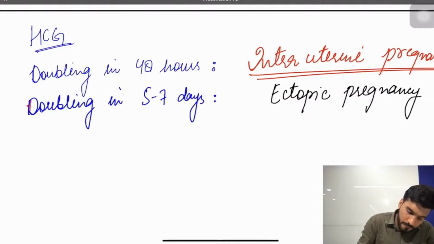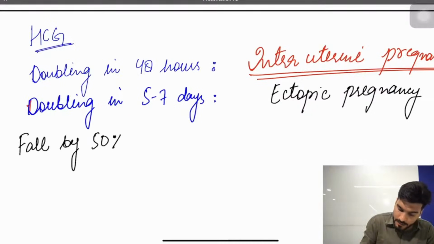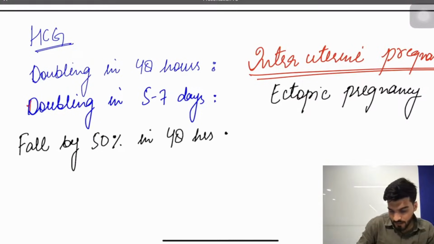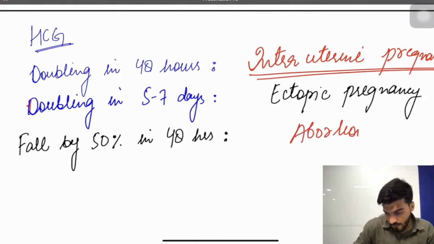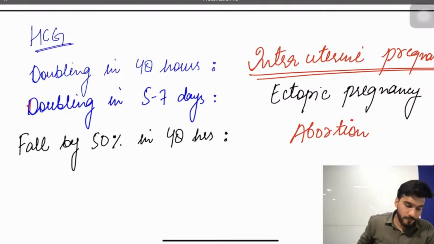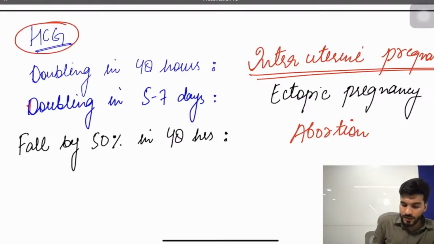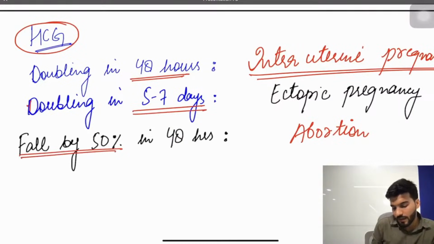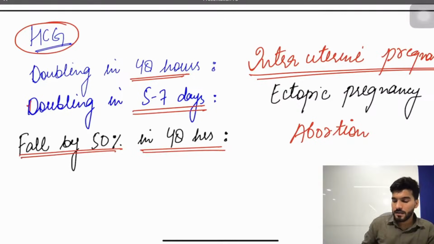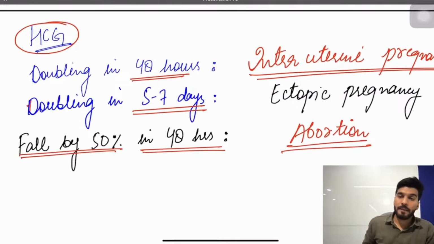Okay, if it falls by 50% in 48 hours, this is a case of abortion. So remember guys, HCG doubling in 48 hours, doubling in 5 to 7 days, fall by or decrease by 50%. This is a case of abortion. Is that clear? That's how we get to know by beta HCG.